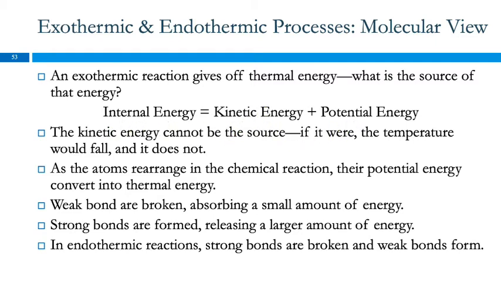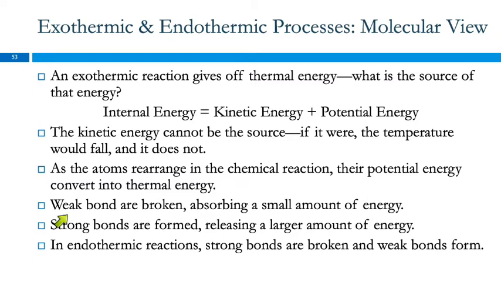The kinetic energy cannot be the source of this heat that's being given off, because then the system would be losing kinetic energy and would be getting cold. The temperature would be getting cold. And that's not what happens, it's hot. So what's going on here is as the atoms rearrange in the chemical reaction, because that's what a chemical reaction is, you're taking atoms that were in these molecules and pulling them apart and putting them together in a different way. Their potential energy that was stored in the bonds and the positions of the nuclei and the electrons gets converted into thermal energy.